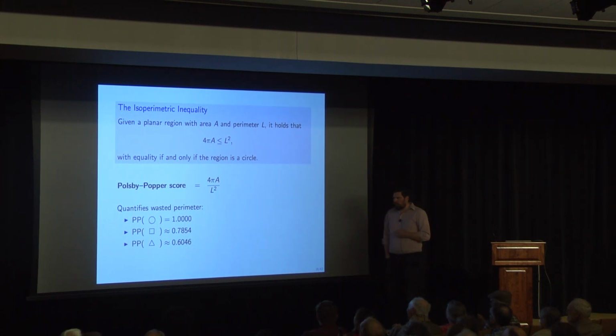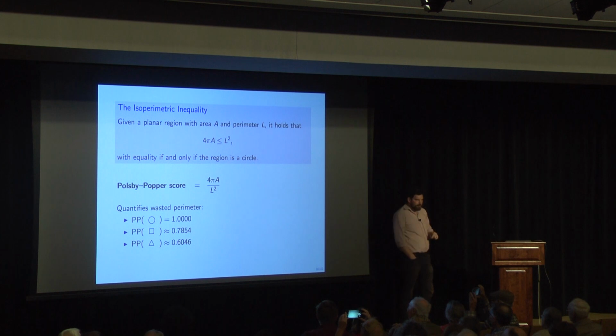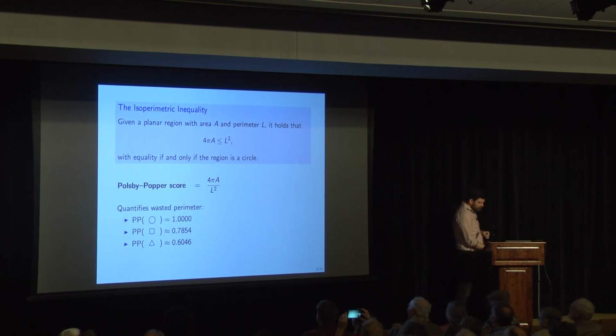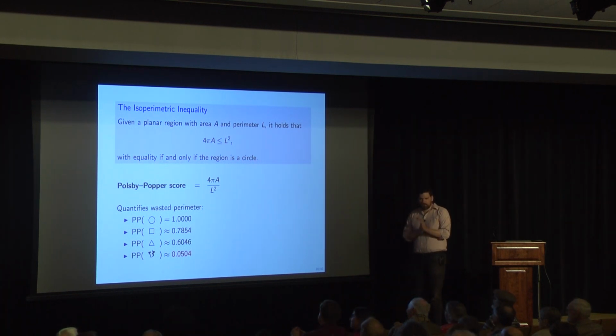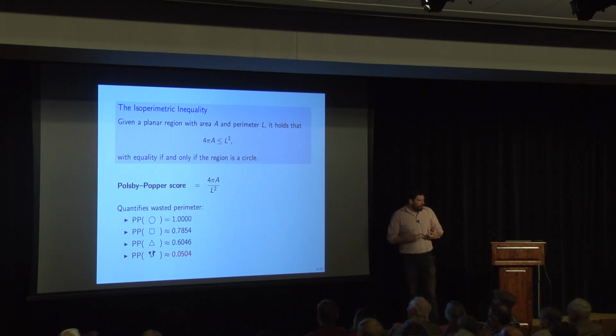How about one of those districts that we like to make fun of? Let's look at the U of Science Sundays. 0.05. Way small. So Polsby-Popper is doing a decent job of giving a number to your gut reaction, right?